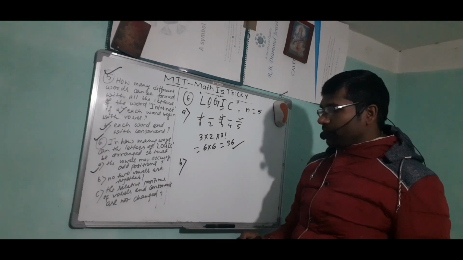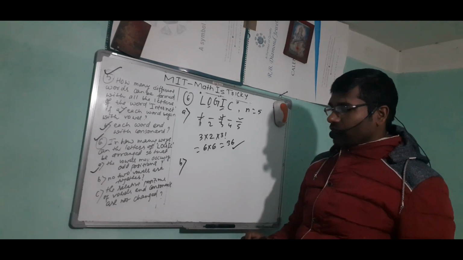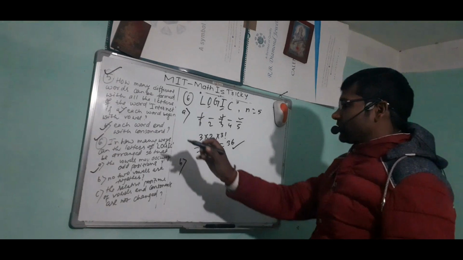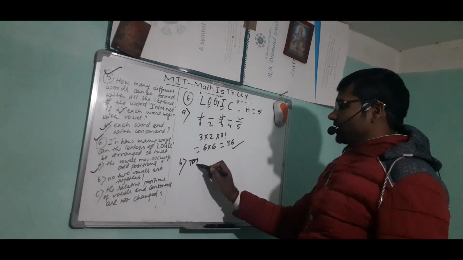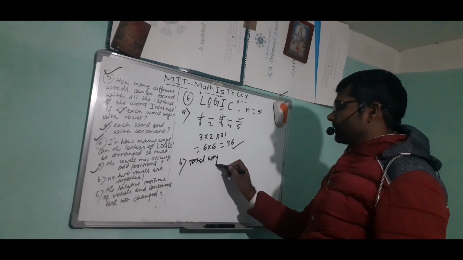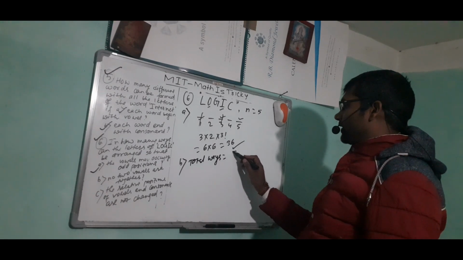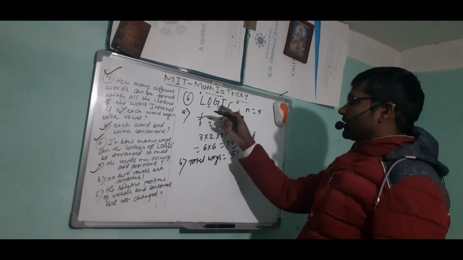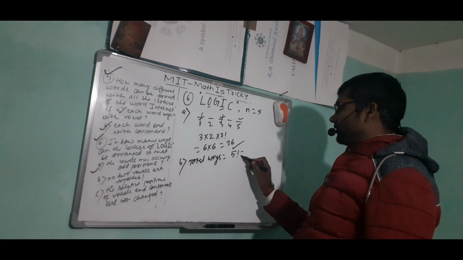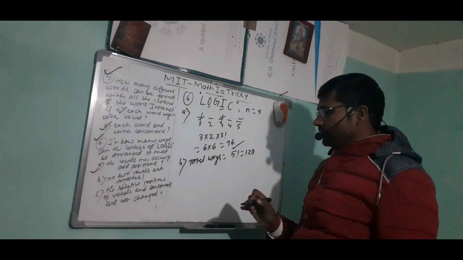For part B, no two vowels are together. No two vowels are together means, we'll solve here total ways first. Total ways will be simply 5 factorial. All the letters are different, so it will be 5 factorial, means 120.